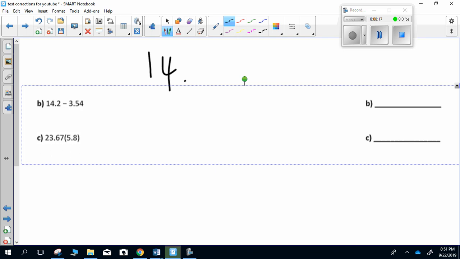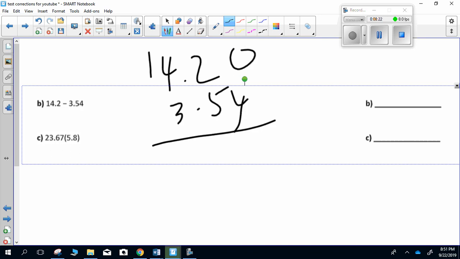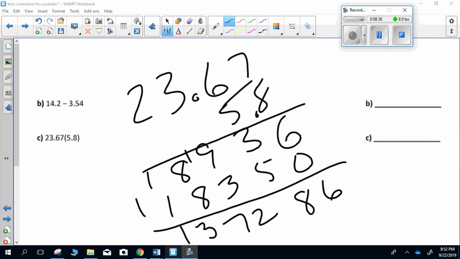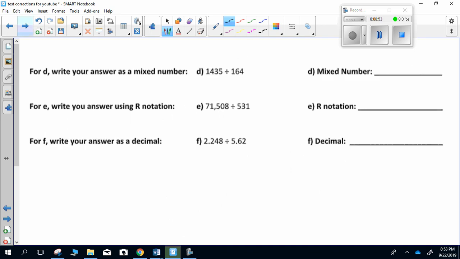Next one, subtracting decimals. Once again, we line up our decimal points. Annex a 0. Go ahead and borrow. And it's 10 and 6600ths. And then the next one, multiplication, 23 and 6700ths times 5 and 8/10. Got my multiplication done. Then I count my places, 1, 2, 3, 1, 2, 3, 137 and 286 thousandths.